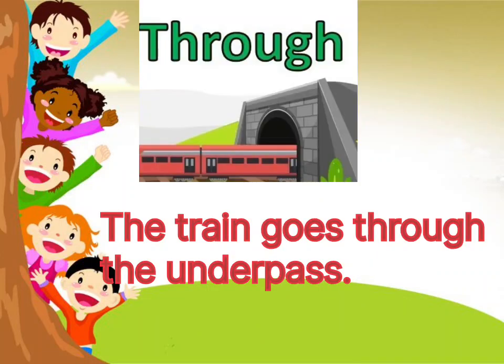Let's learn another example of through. The train goes through the underpass. In this picture you can see the train goes through the underpass. Means there is a closed space above and then the train goes underneath of that underpass. So we use through there.